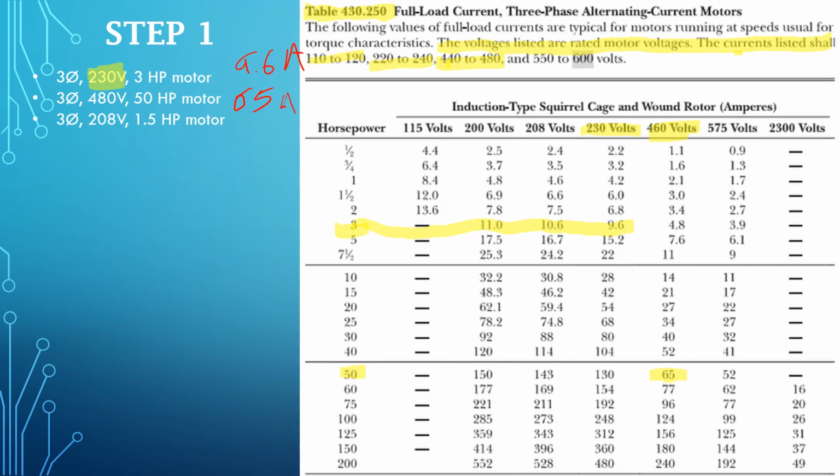208, right? If I have a column for 208 here, going down to the 1.5 horsepower, where those meet, I can see that I have 6.6 amps.